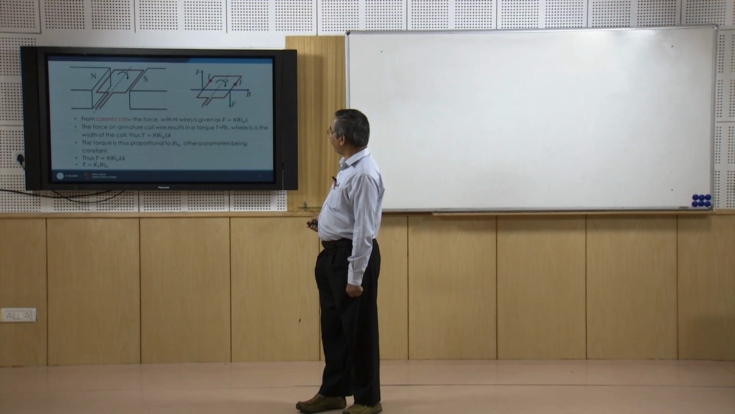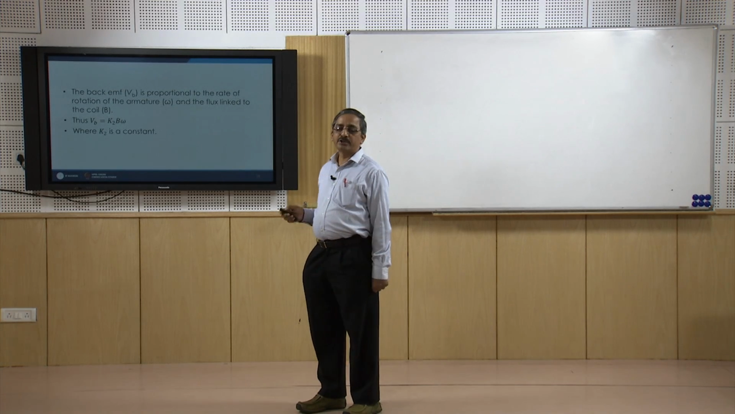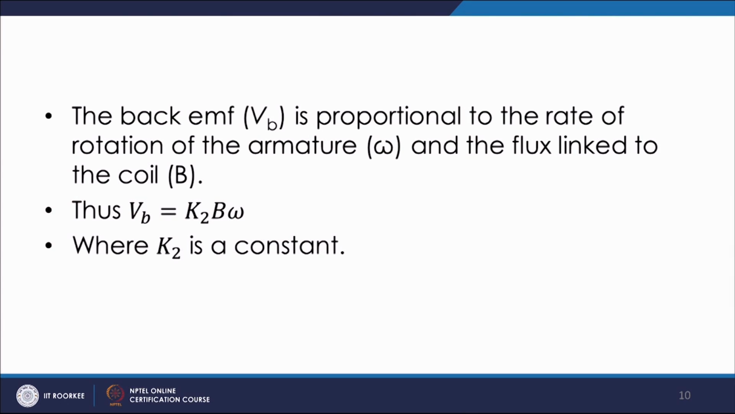So, we can put N L b as some constant, say K1, and the remaining two things I can just write as B I A. Now, using Faraday's law, the second law which we have seen here, the first law being the Lorentz law, which is responsible for the Lorentz force, from the second law we can see that the back EMF is proportional to the rate of rotation of the armature, that is omega, and the flux linked to the coil, that is B. So this V b is written as some constant K2 into B into omega. Here K2 is a constant.